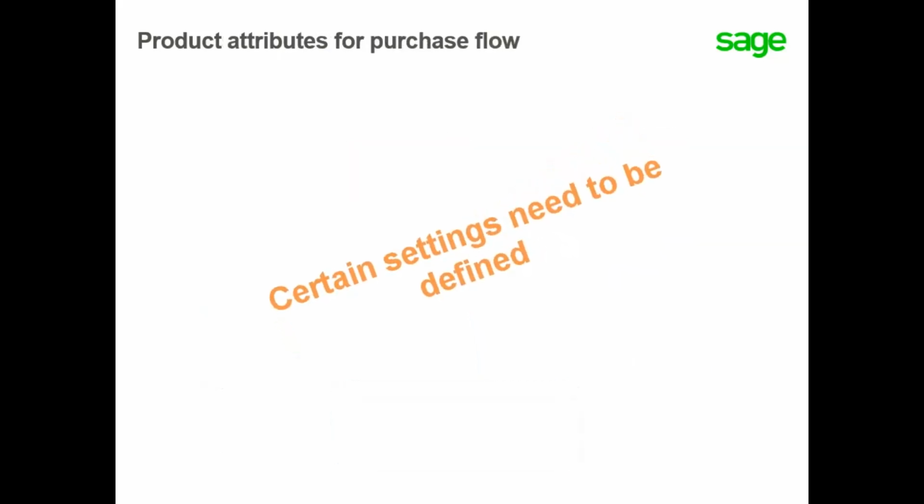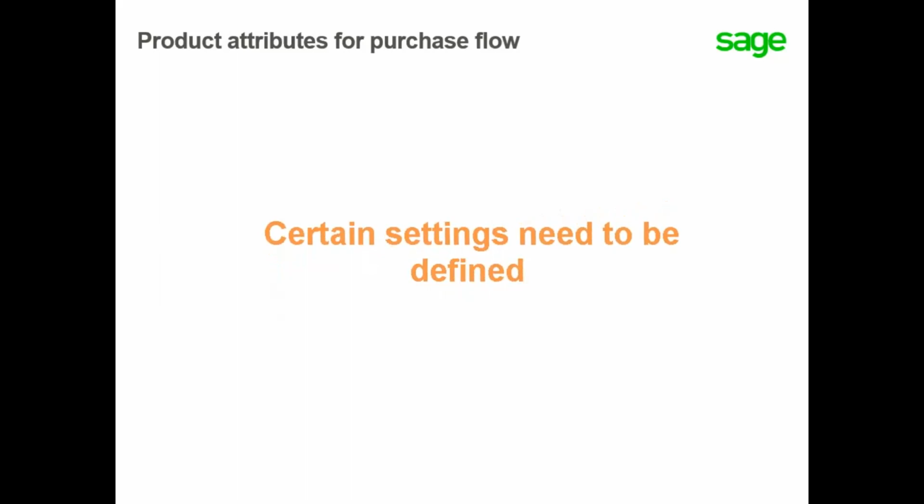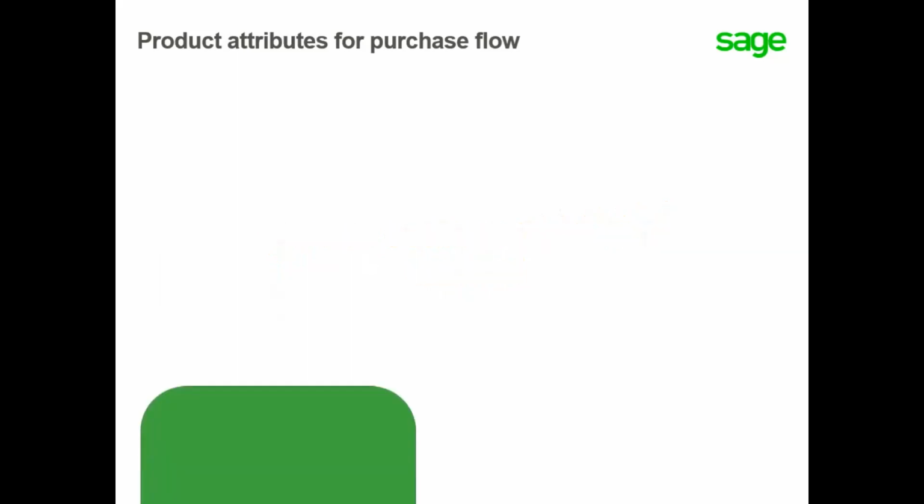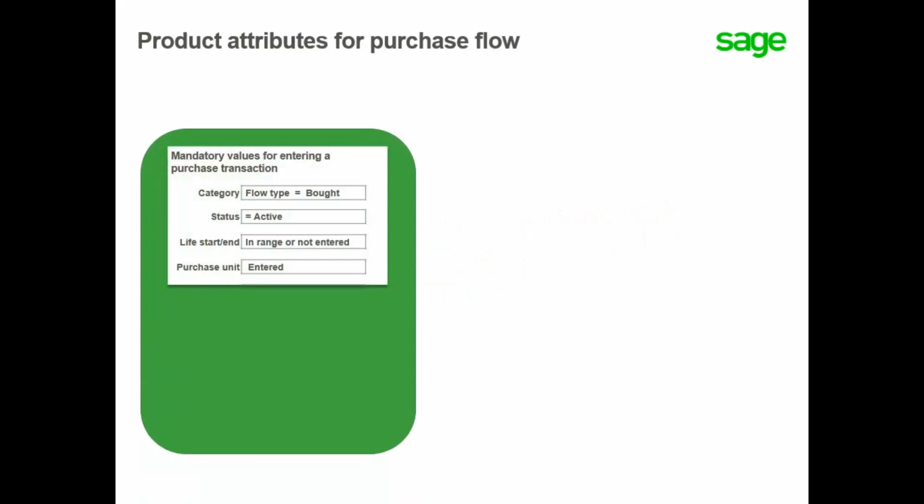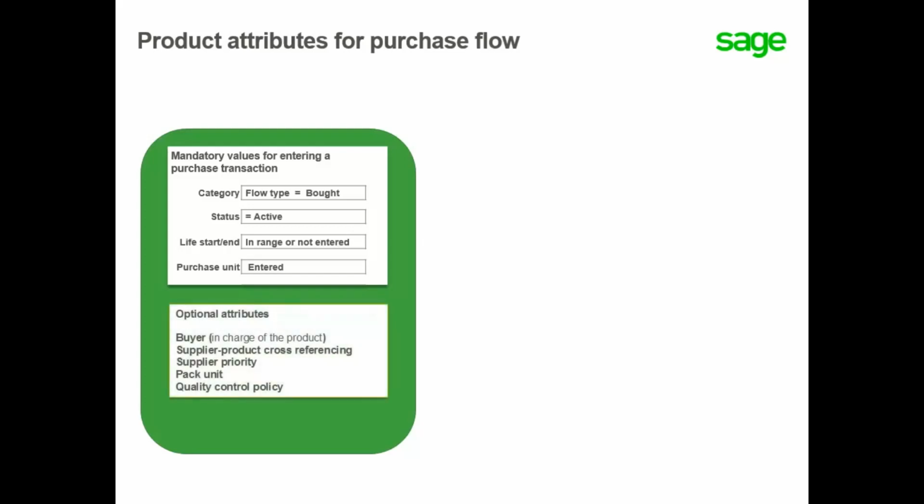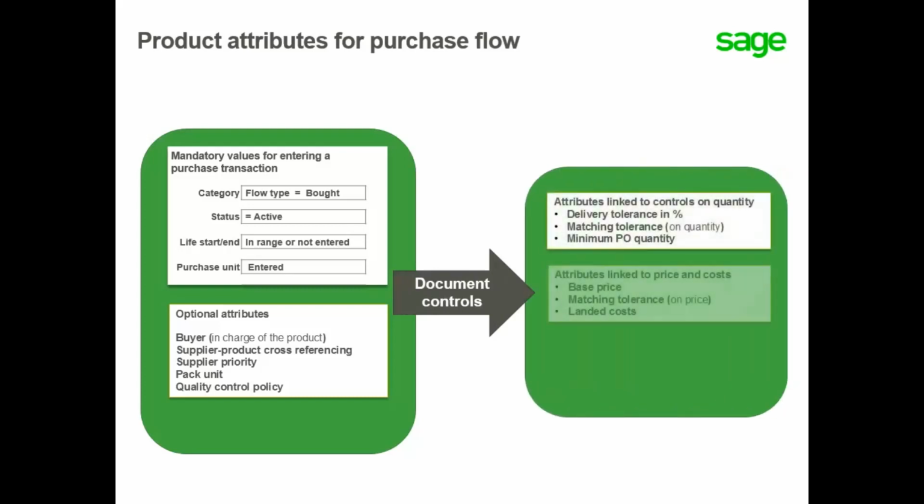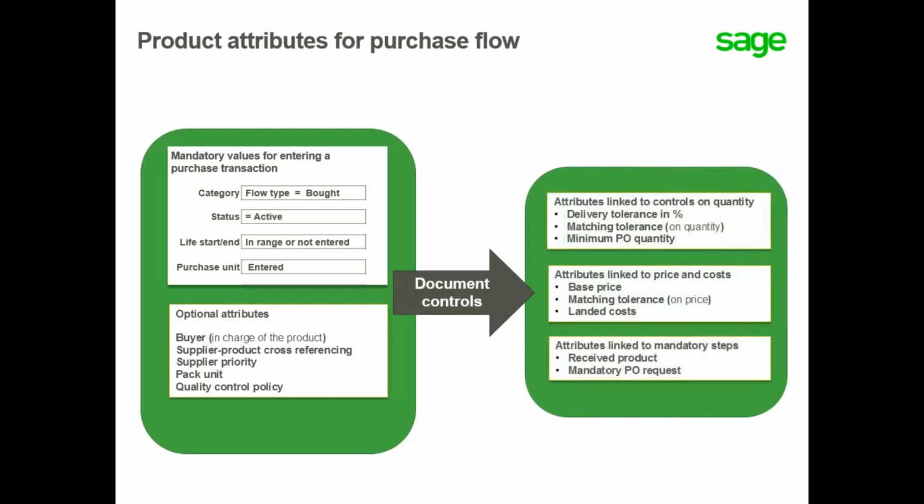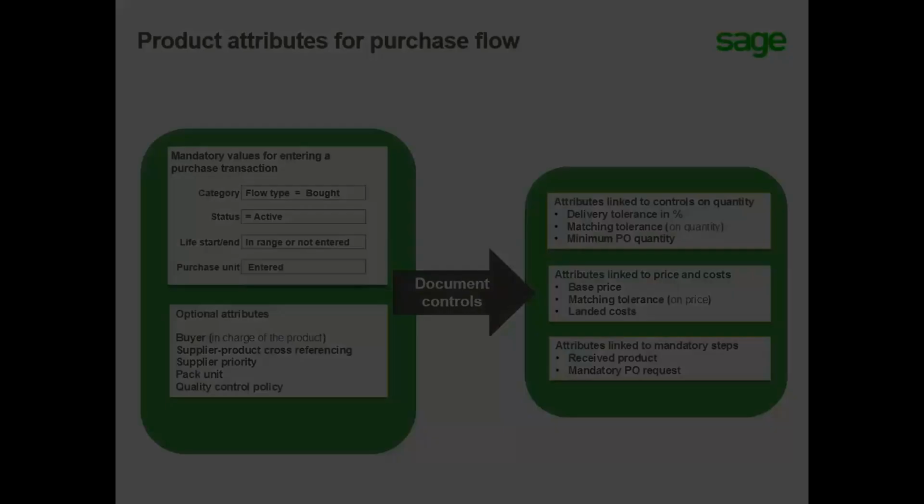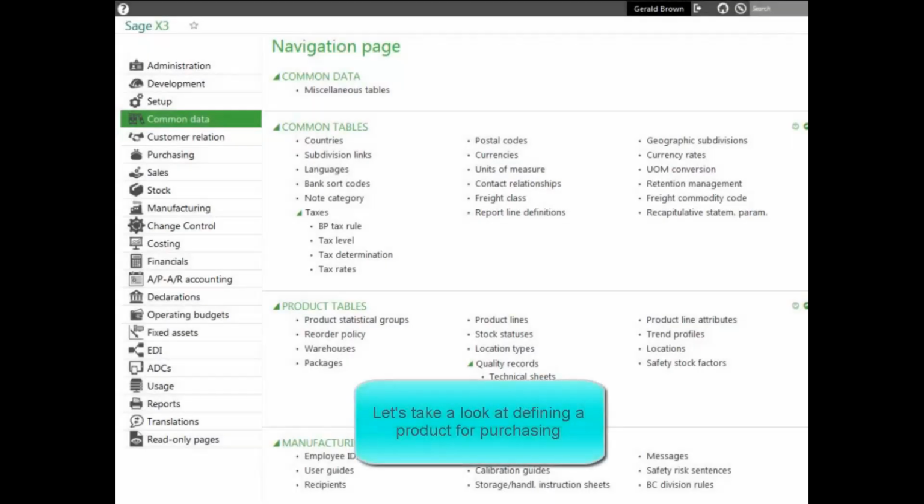Now, certain product information must be properly defined in order to proceed with the purchasing process, including the mandatory type of flow, status, life of a product, and units of measure of the product. There are also optional settings, including setup of a buyer, supplier product cross-reference, quality control policy, and so on. Now, there are document controls as well, including attributes to control quantity, price, and cost, as well as making it mandatory to go to the receiving process and require a purchase request. Let's take a look at defining a product for purchasing.